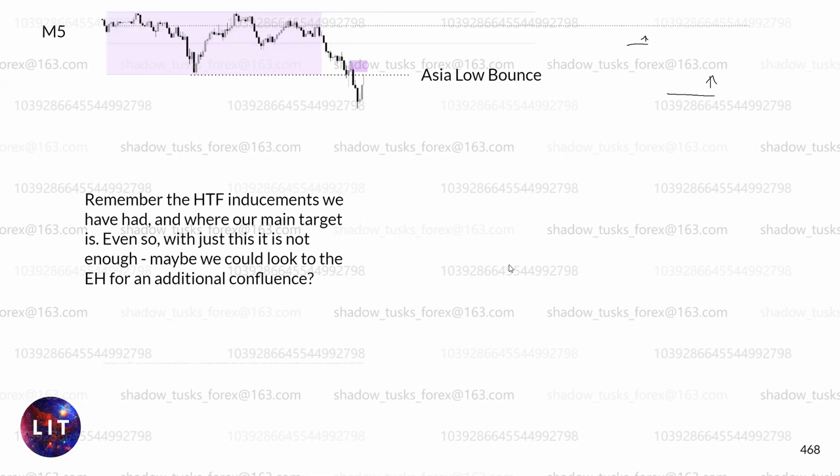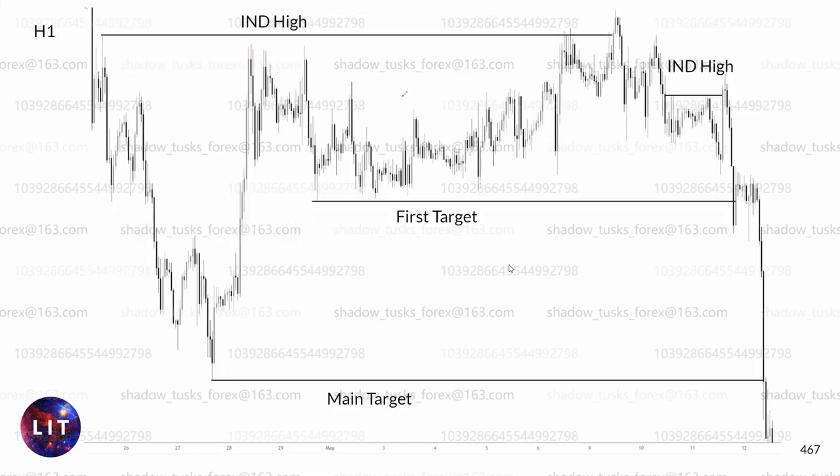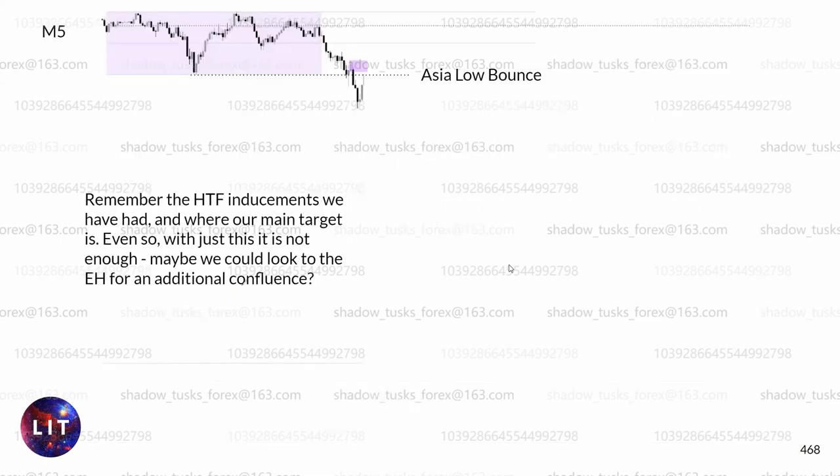So there we go. Remember the higher time frame inducements we have had, and where our main target is. So this would be your first target, like your intraday target, and then this would be your main target. Okay, so maybe we could look to the entry helper for additional confluence. So this is one of our additional confluences that we've spoken about, the Asia low bounce.